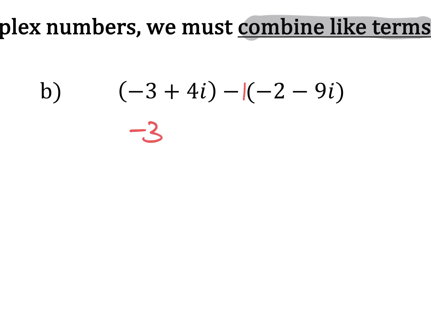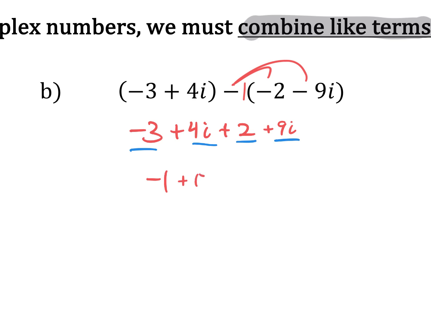It might be safest, depending on your algebra skills, to distribute. So -1 times -2 is positive 2. -1 times -9i is positive 9i. And now we can just combine like terms. That's a good way to go. -3 plus 1 plus 2 is -1, and -4i plus 9i is 13i. And again, we can't combine the real part with the imaginary part. That's what we got.